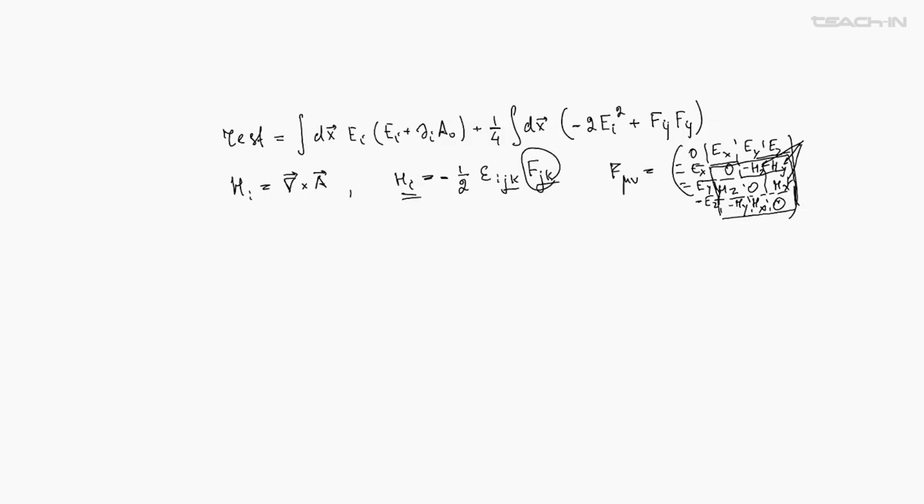Now, also we know that epsilon satisfies the following property. If you take a summation over the first index of two such tensors, let's write the second one as epsilon imn, and you are summing over index i, then the result will be the following: delta jm delta kn minus delta jn delta km.